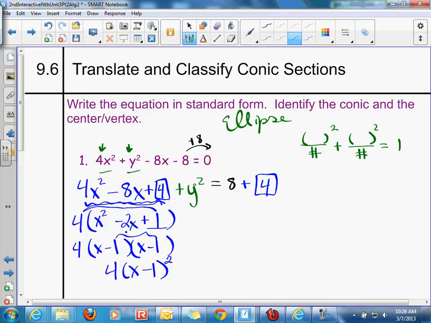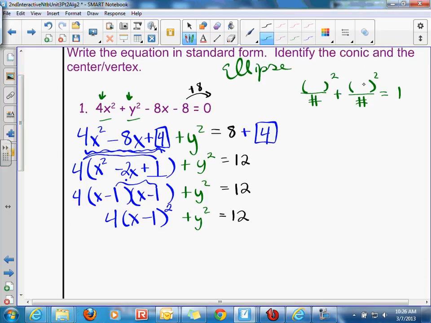So my y, since I had a y squared but not a y term, I do not need to complete the square with that piece. I'm just going to copy it all the way down. And then on the right side, the 8 plus the 4 is 12, so the right side is just 12. And then I just need to do one more thing. I don't have the equals to 1 that I'm supposed to have, so I don't have my fractions like it's supposed to look like.